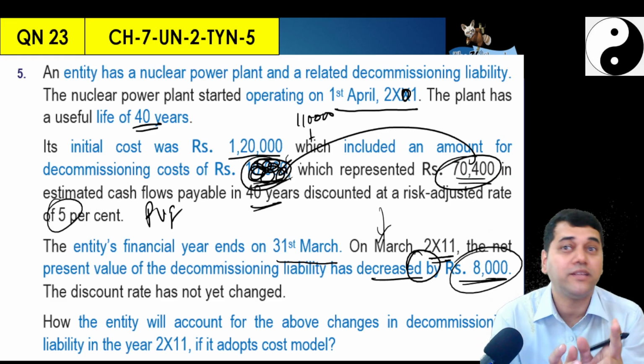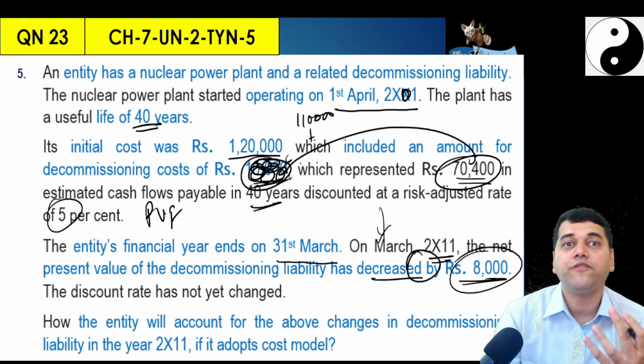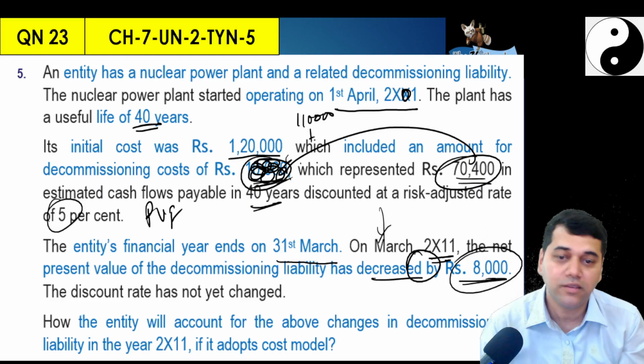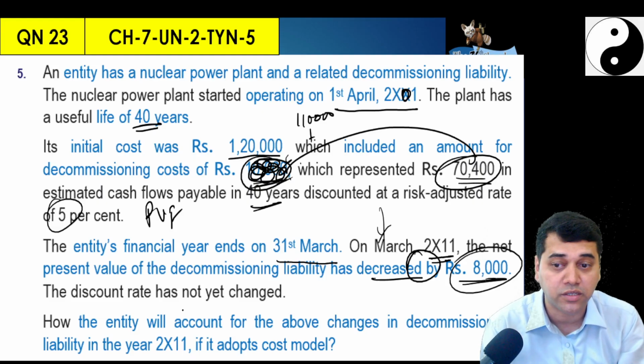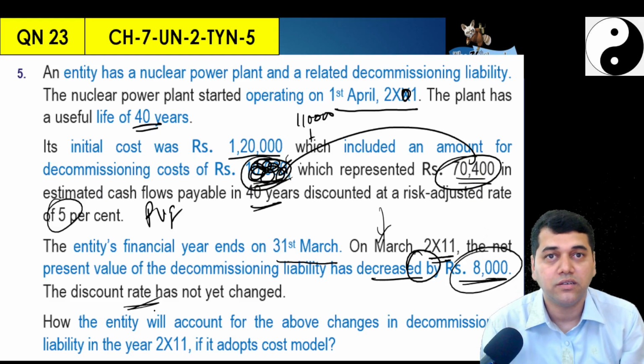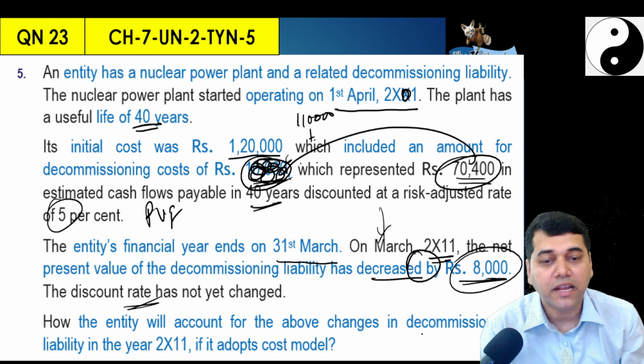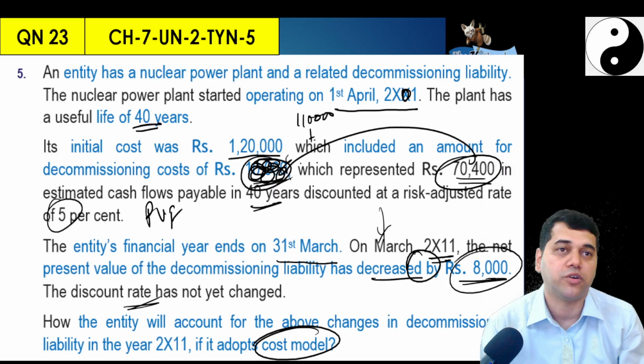See, my point is, friends, before you conclude, look for information. What exactly are they asking? Look for that information. The discount rate didn't change. How will the entity account if they adopt the cost model? Okay, simple. Write the solution.